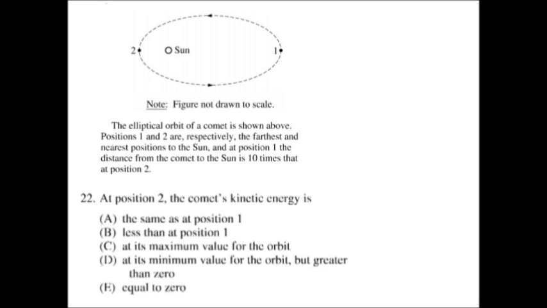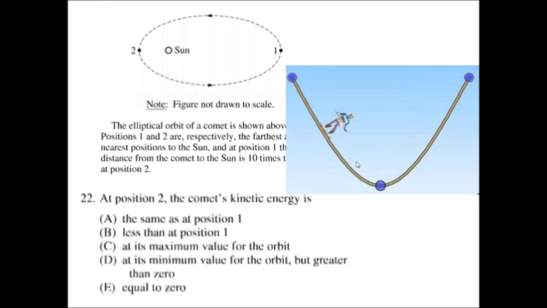Fun fact. The distance from the comet to the Sun is 10 times farther at position 1 than at position 2. Okay, at position 2, the comet's kinetic energy will tell me about the kinetic energy, and the way you can think about this is a skateboarder going up and down inside a ramp, converting kinetic energy to gravitational potential energy and back and forth. Think about it. When you're further away from the Earth, you have more potential energy. That means that kinetic energy is a maximum when you are at the bottom of the ramp. When you are at position 2, the maximum kinetic energy is at position 2.